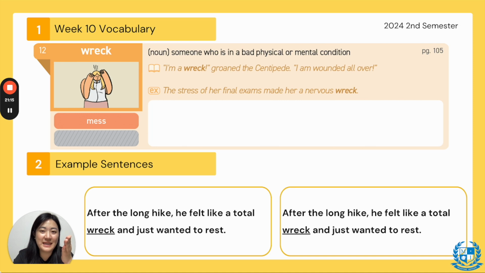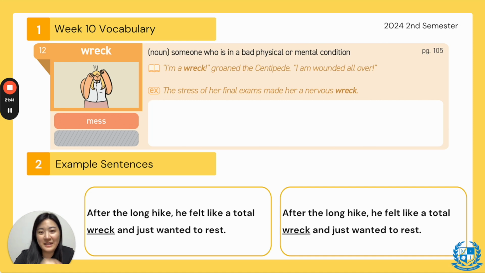From our book it says, I'm a wreck, groaned the centipede. I am wounded all over. This is when the cloudman threw stuff at them. What was it? Hailstone, you're right. Good. It says I'm a wreck, meaning I'm such a mess. Meaning they're in bad shape. They weren't in the best condition.